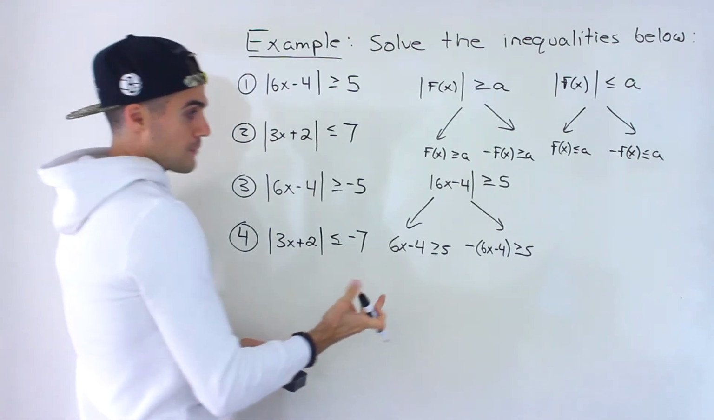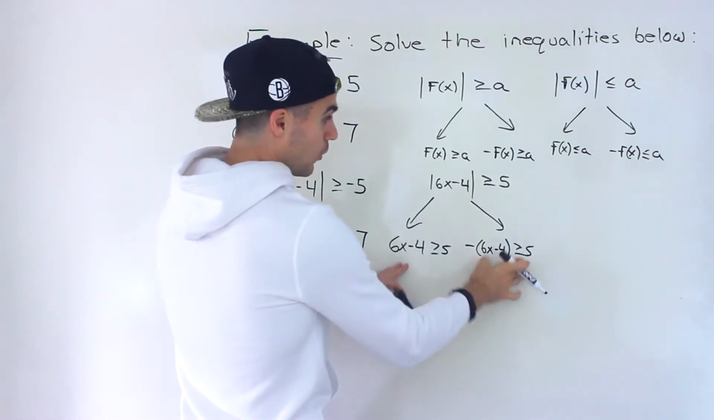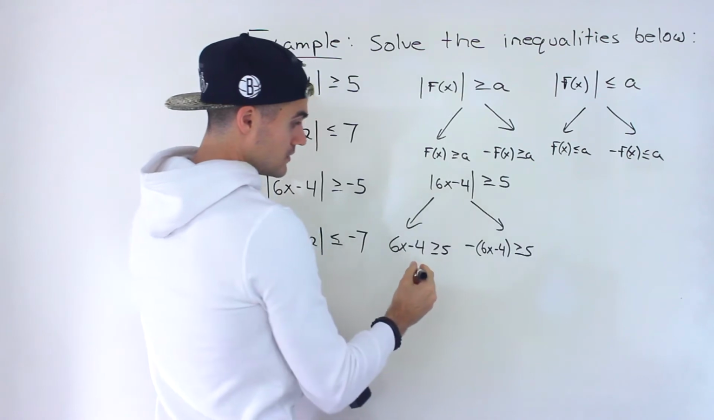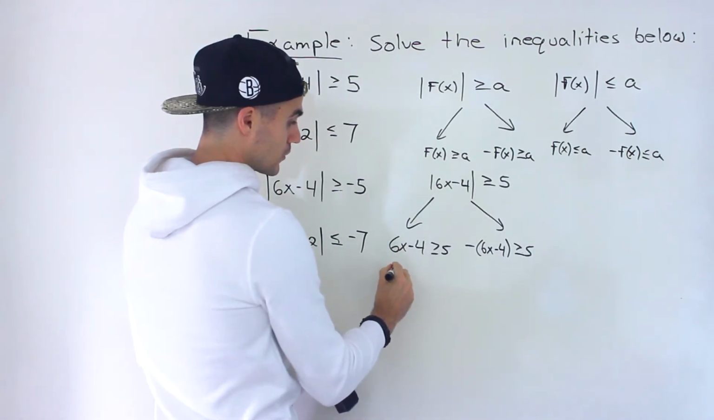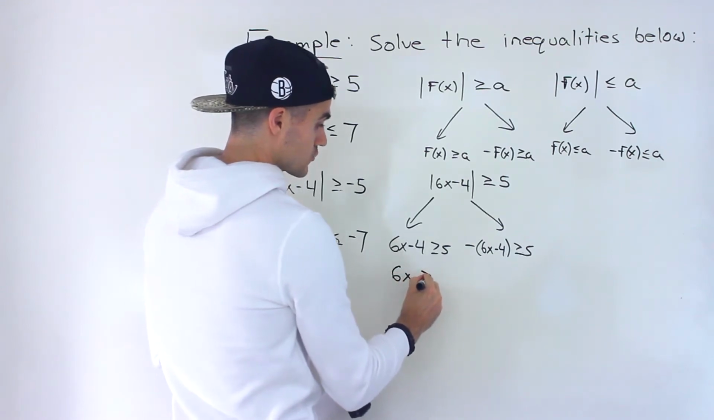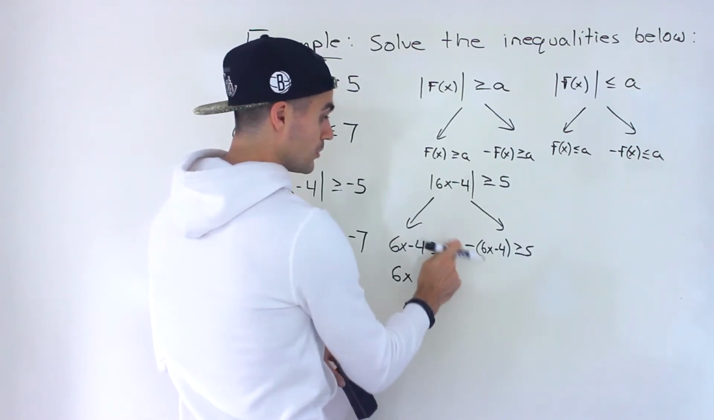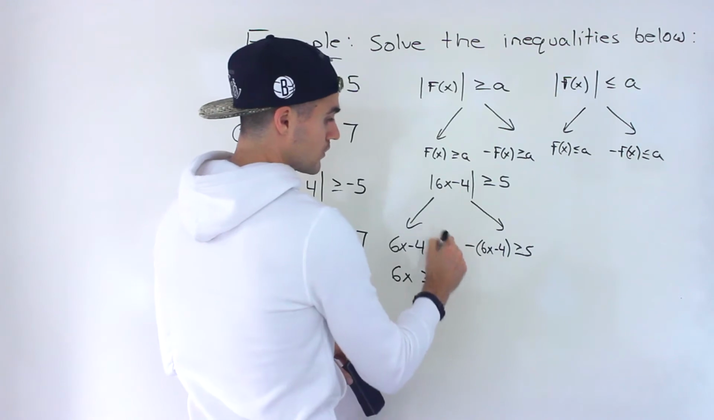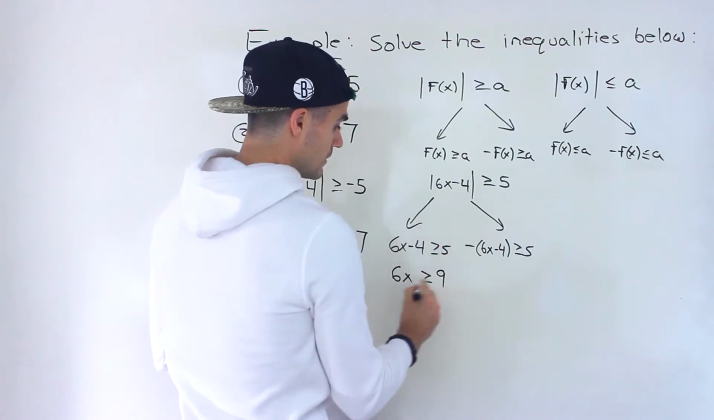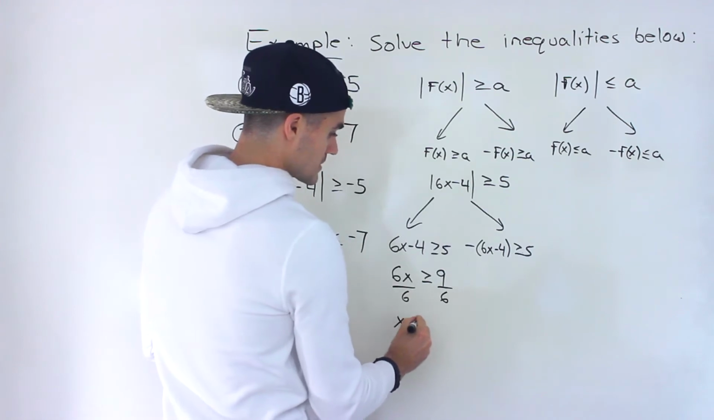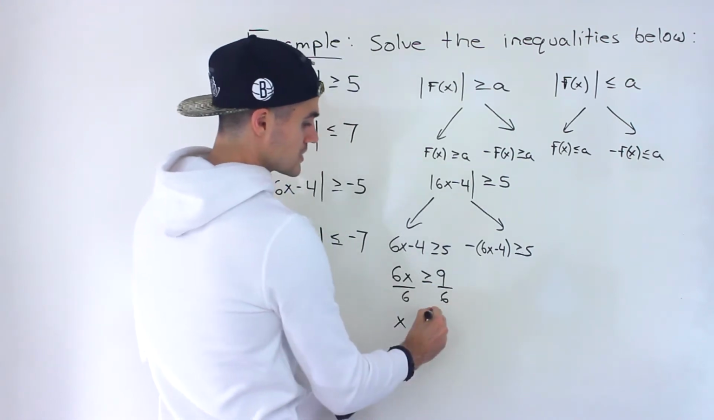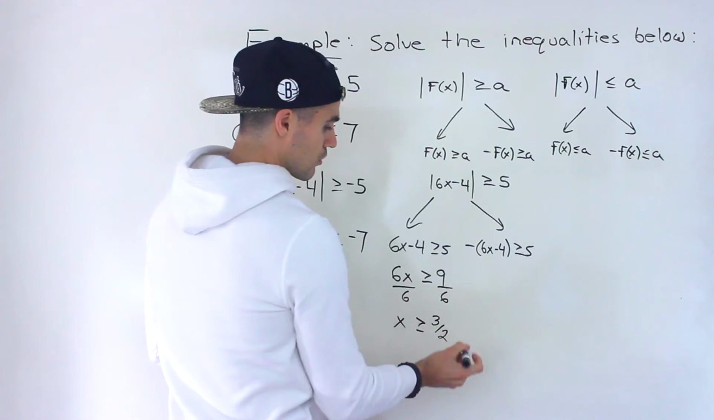And so from here, what happens is once you have these inequalities, notice the absolute value went away, you just isolate for that x. So you solve them as regular inequalities. So we'll have 6x is greater than or equal to negative 4 plus, when you bring the negative 4 over, it becomes a positive 4, so we'd have 9. Divide both sides by 6, and we'd have x is greater than or equal to 9 over 6, which is 3 over 2.